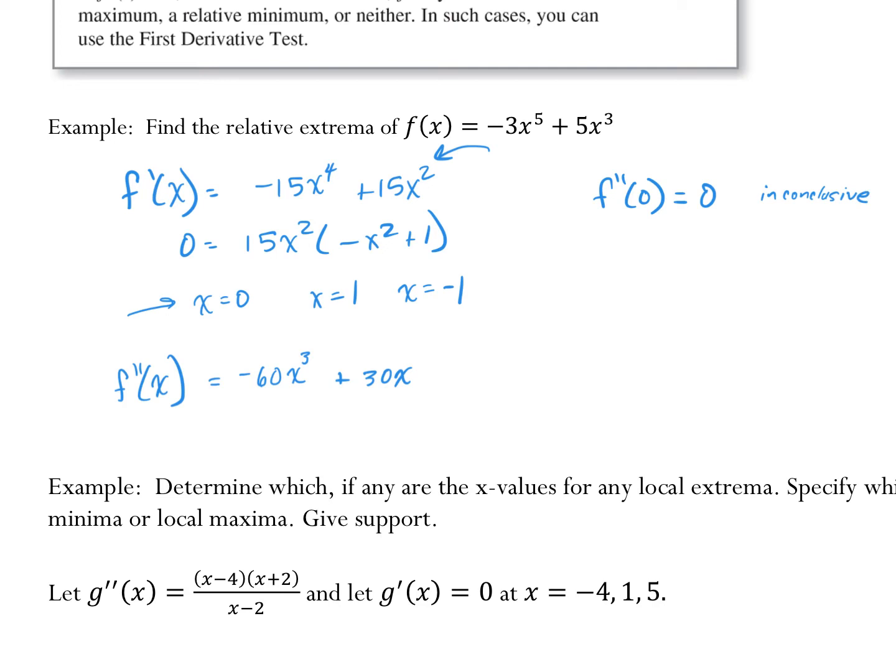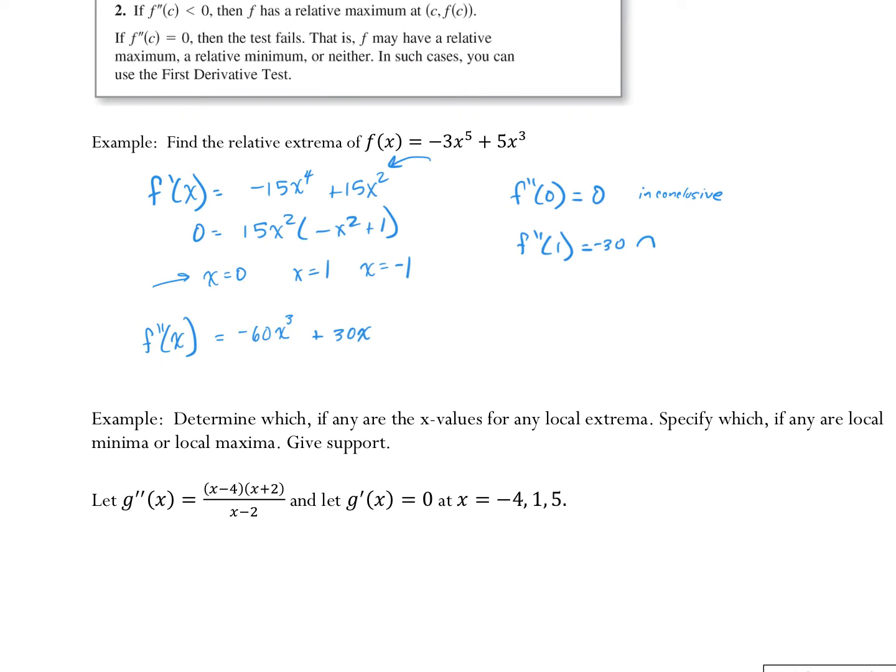What about if I do evaluated at 1? I get negative 30. What does that say about my function? It is concave down. You with me? So what do we know about x equals 1? Is it a minimum or a maximum?